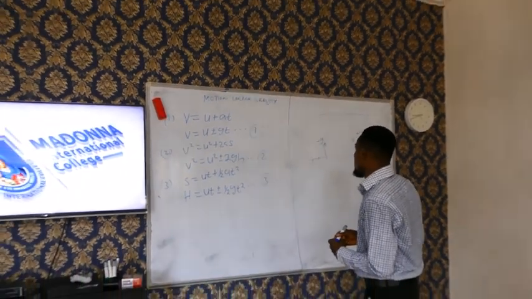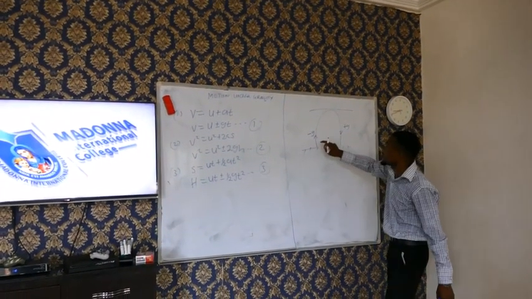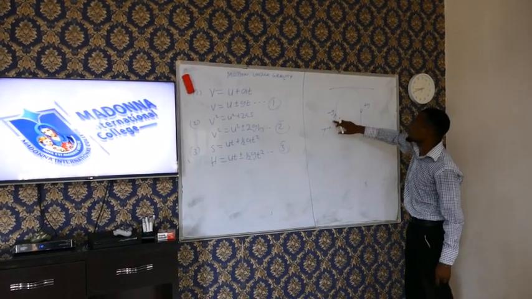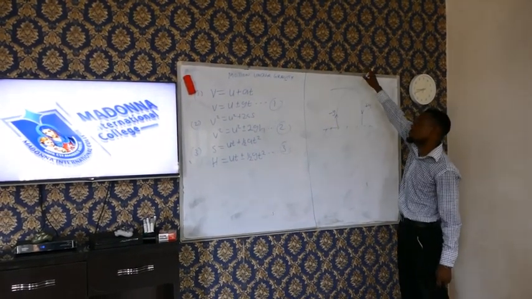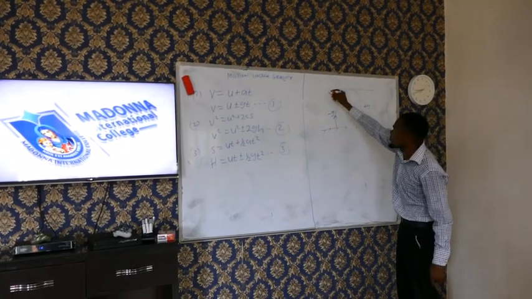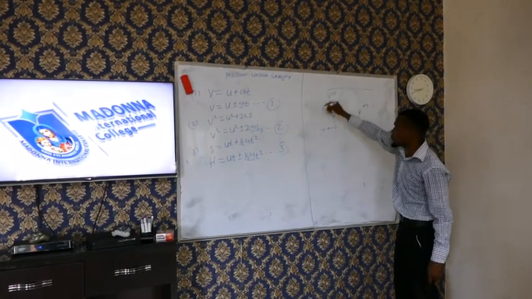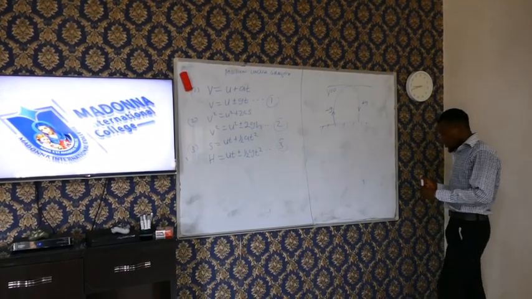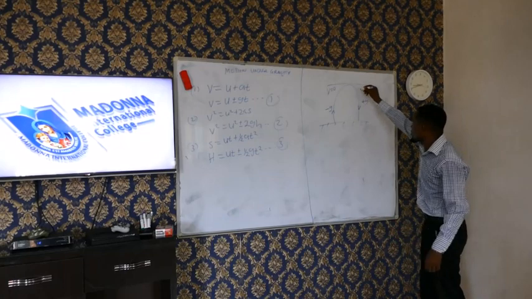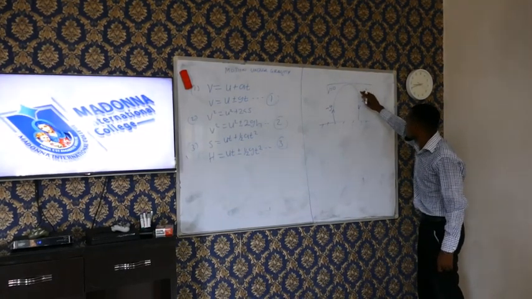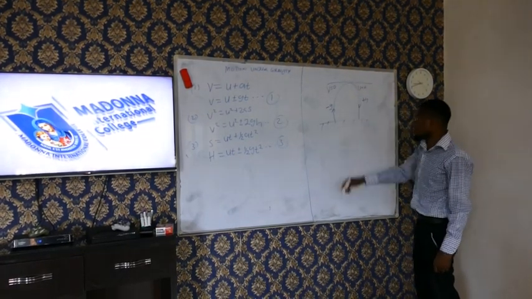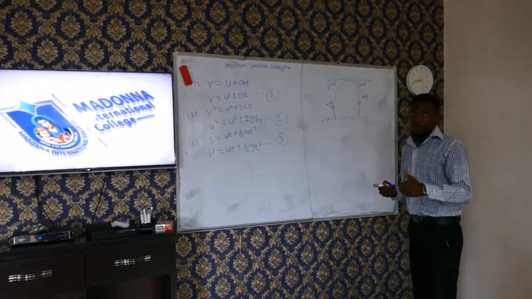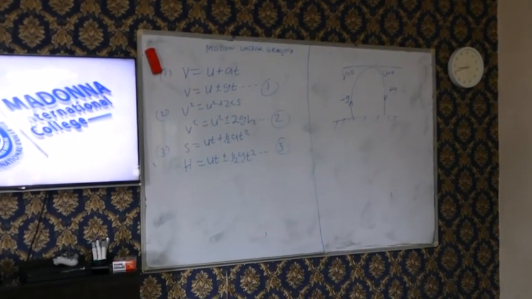But always pay attention that when it is propelled upward, it has no final velocity. It's leaving with an initial velocity. So in this case, final velocity v is 0. But when it is released and is falling downwards, you have u to be 0. Let's take an example.